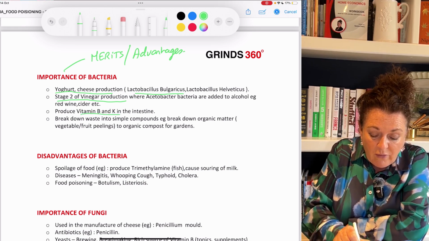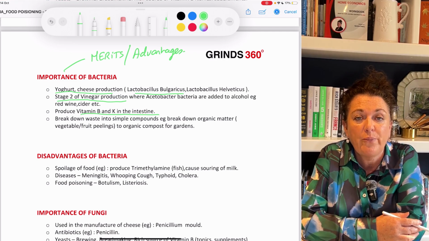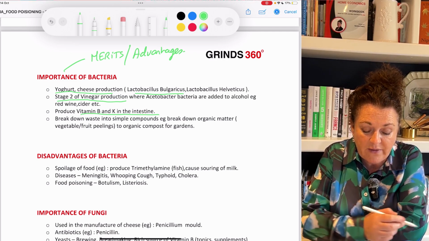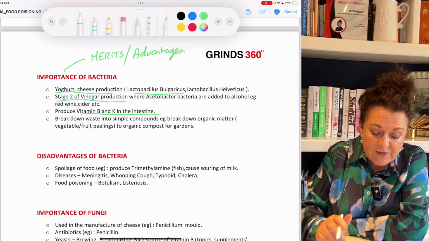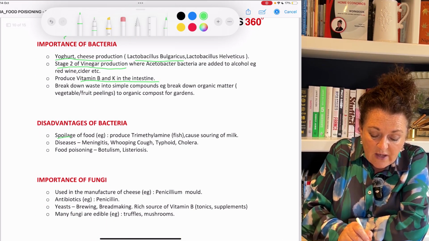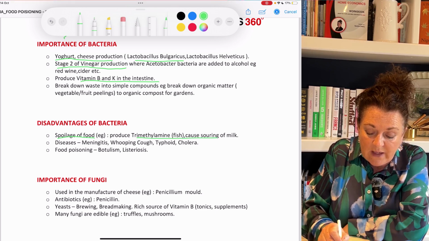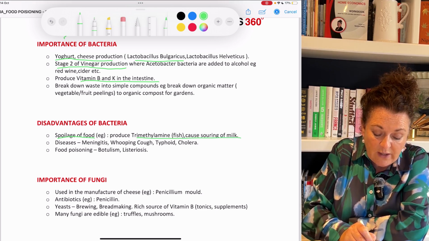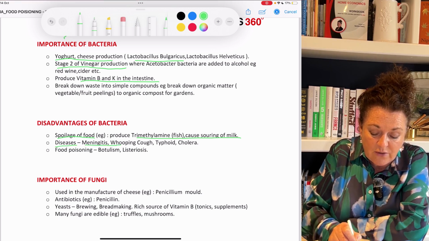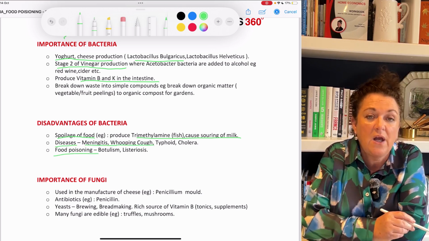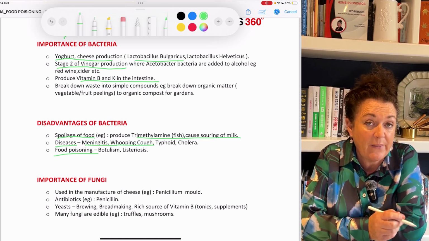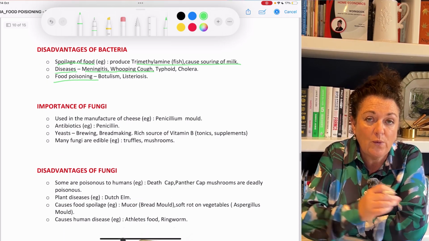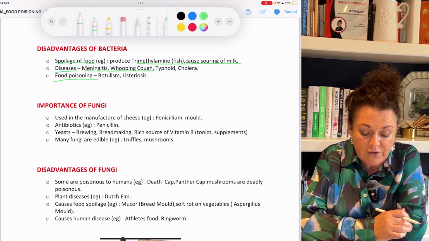Also, bacteria, remember from way back when, are produced in our colon. Vitamin B and K are made by these bacteria. So we'll just take those 3. Disadvantages then, the spoilage of food, trimethylamine in fish, or the production of lactic acid in milk to cause souring. Human disease like meningitis or whooping cough. Food poisoning like botulism, listeriosis, salmonellosis, campylobacteriosis. Then fungi, we've not covered mold just yet.